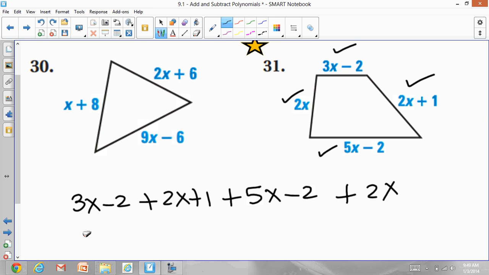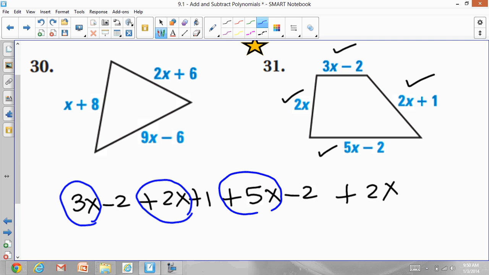You need working space so you can circle your numbers. You're looking to see if there are any terms you can combine. I'm looking for all the x terms. So this is my 3x. This is also an x term, this is also an x term, and this is also an x term. Make sure that you're circling with the sign attached.